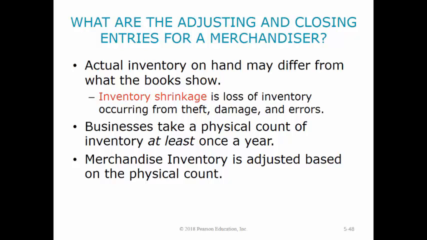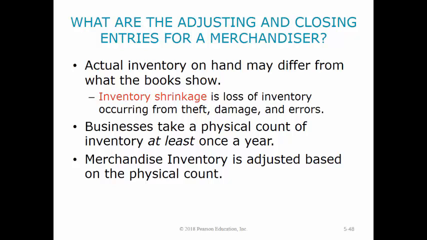The merchandise inventory account should stay current at all times in a perpetual inventory system. However, the actual amount of inventory on hand may differ from what the books show. The difference can occur because of theft, damage, and errors and is reported as inventory shrinkage. For this reason, businesses take a physical count of inventory at least once a year. The most common time to count inventory is at the end of the fiscal year. The business then adjusts the merchandise inventory account based on the physical count.